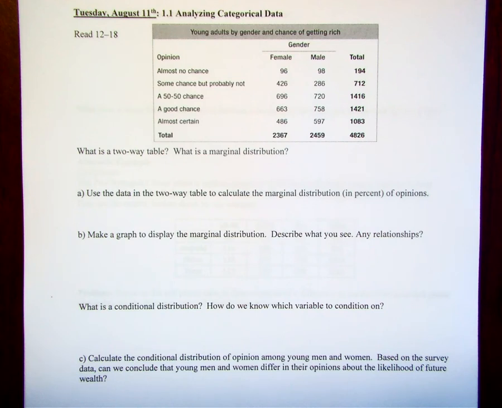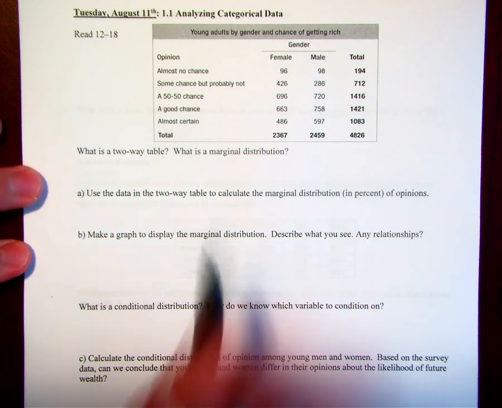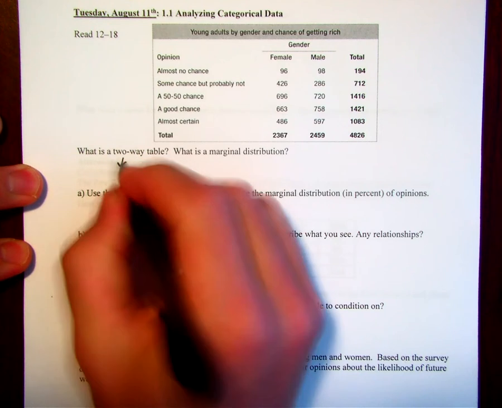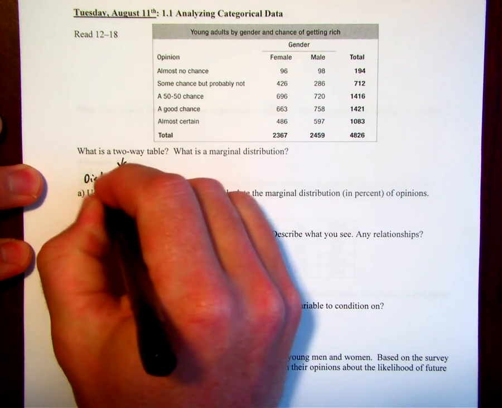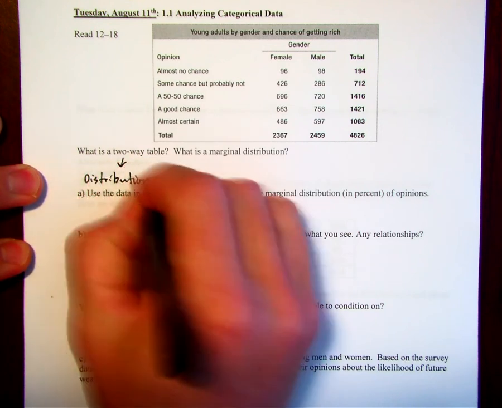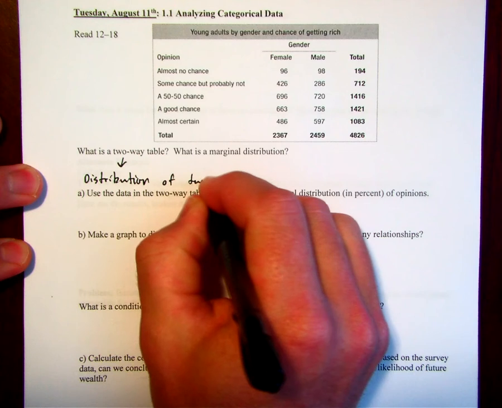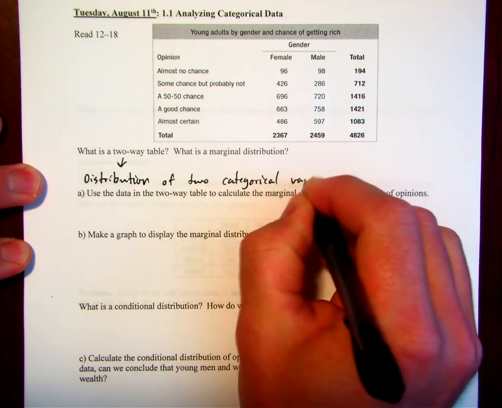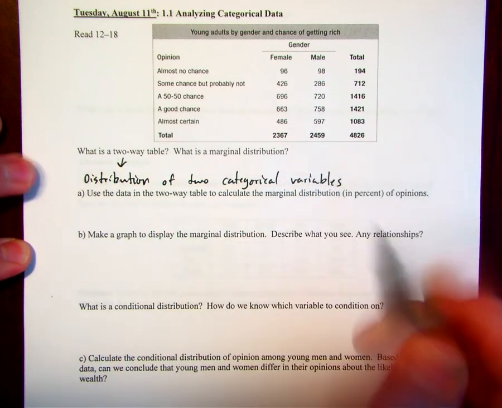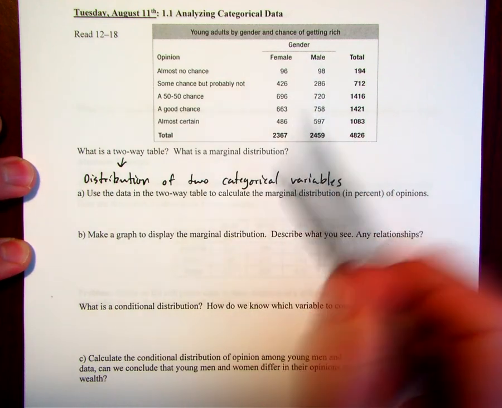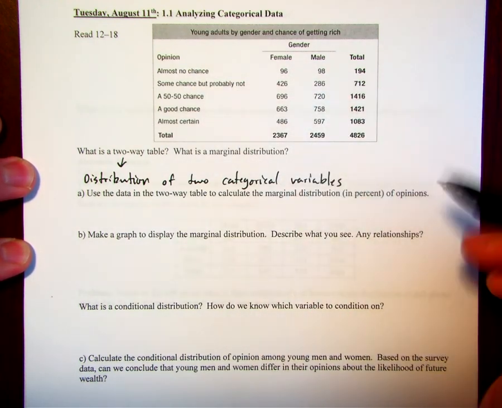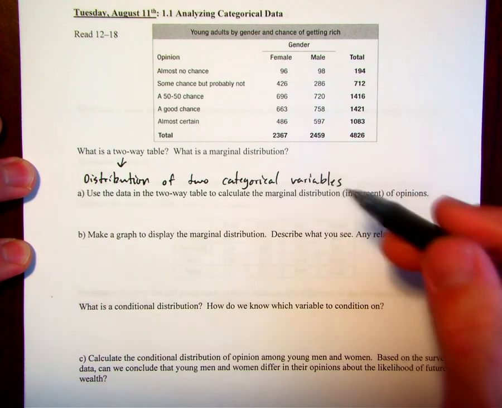So what you have right here is a two-way table. I know that's kind of part of your notes. What is a two-way table? A two-way table describes the distribution of two categorical variables. All right, that's really what it is. In other words, gender, you're male or female, and then your opinion, what are your chances of getting rich, kind of thing. All right, so it's a distribution of two categorical variables, gender and opinion.